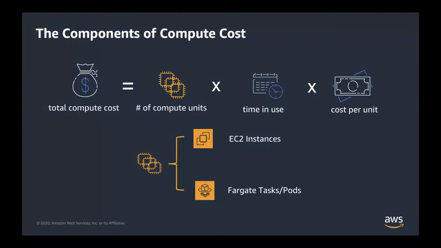So while coming to cost, to save on compute cost, we must know how compute cost is calculated. The cost is nothing but the number of compute units multiplied by the time you use them, and then the cost per unit. Now the compute unit can be EC2 instances or it can be Fargate. So the goal would be to minimize our cost while keeping the performance goal steady. And we'll take them one by one.